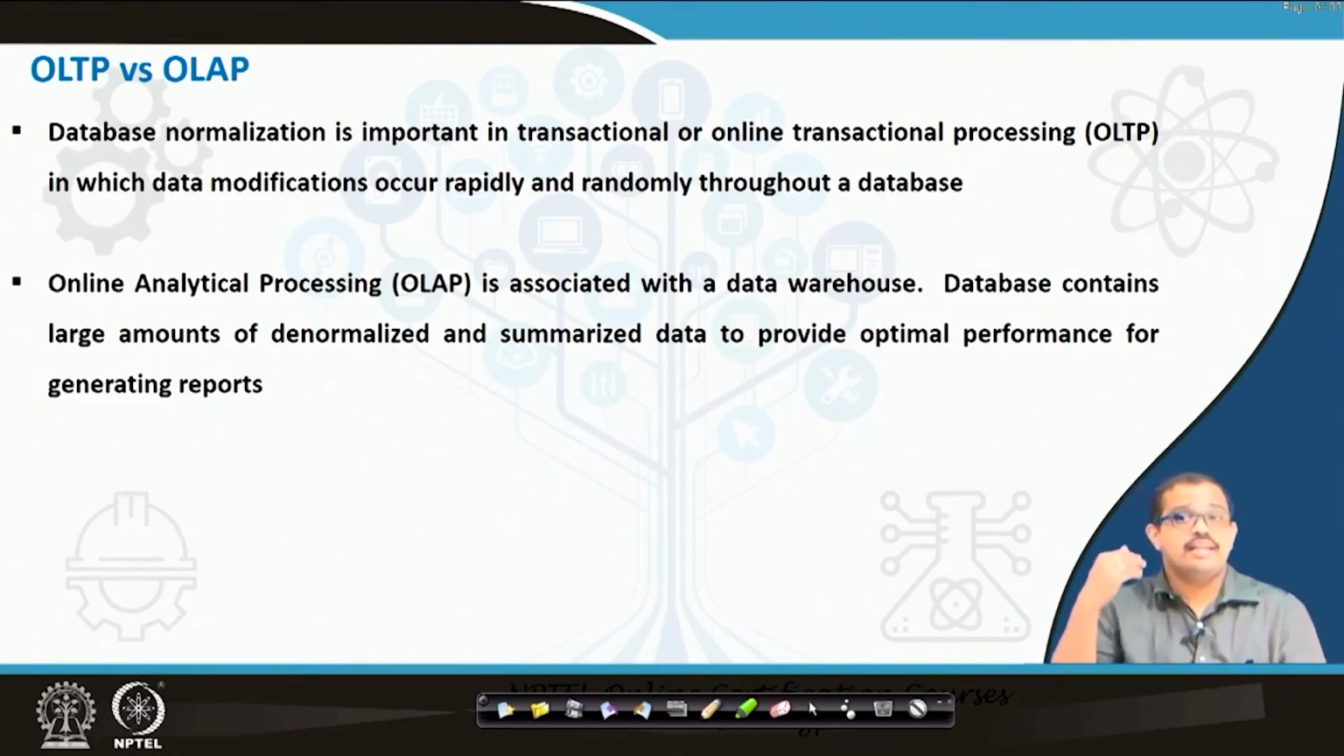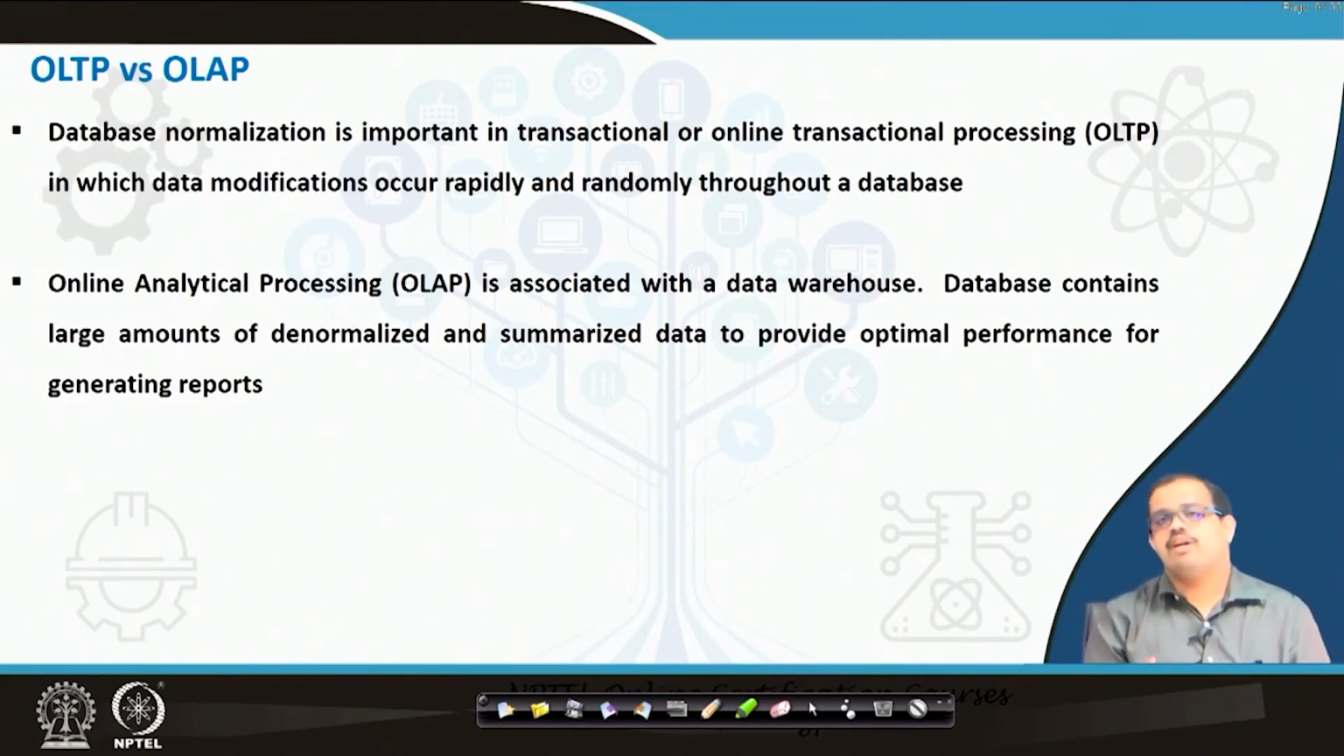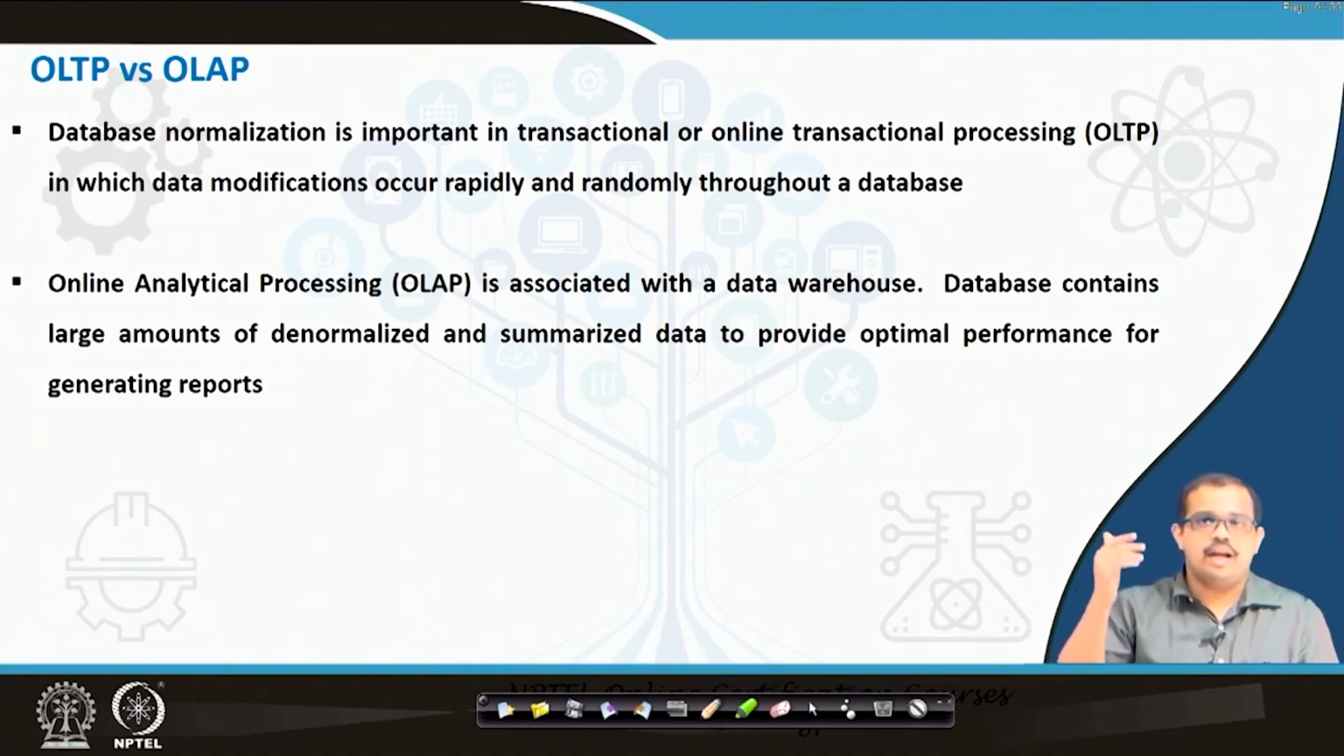So you are analytically processing that particular data for optimal performance and putting it in the form of different normal forms in the database. Then it is called online analytical processing, or OLAP. So we have OLTP and OLAP.